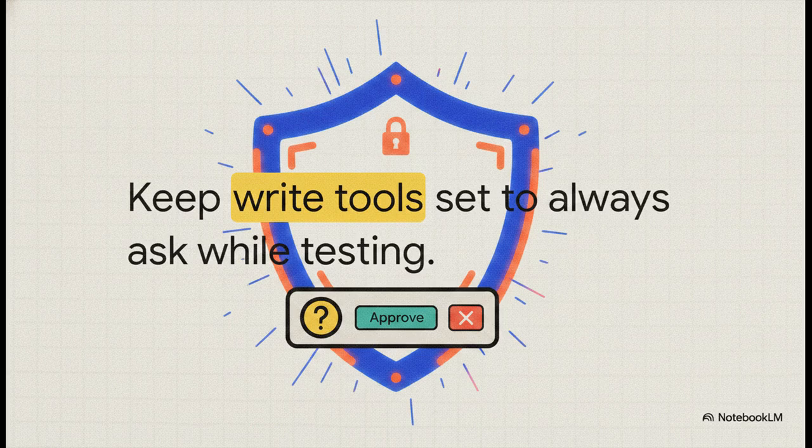Always test before you trust. When you are setting this up for a client, keep your write tools set to always ask during your testing phase. The AI will actually prompt you for confirmation before it executes an action. That way you can review the changes before they happen, so you don't accidentally wreck your client's external databases. Once you know it works perfectly, then you can adjust it to run fully automatically.